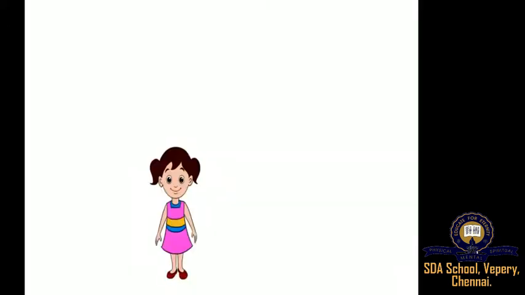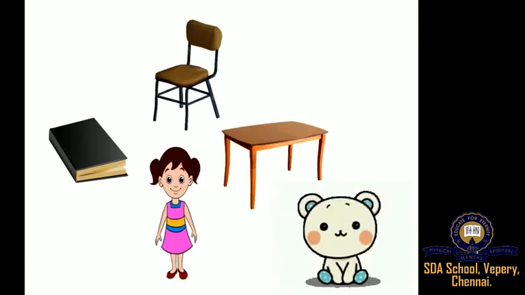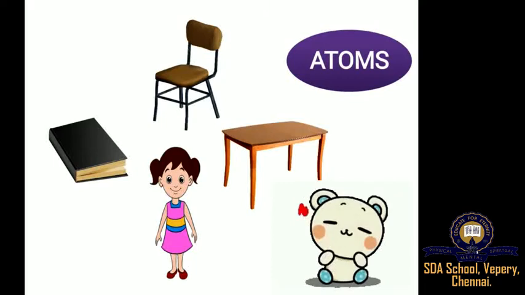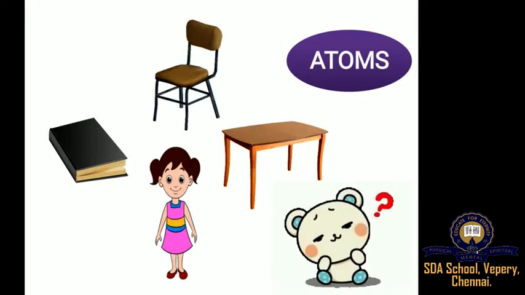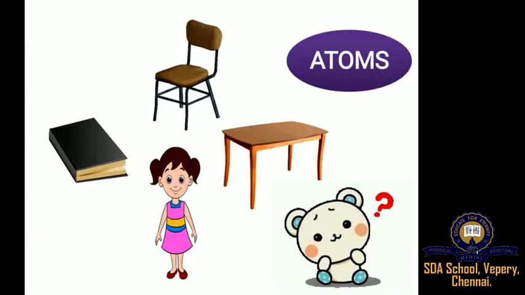What all the things that you can see around you? You can see books, chair, tables, right? What all they are made up of? Yes, they are made up of atoms. So atoms are the smallest particles. They cannot be seen even through a microscope.